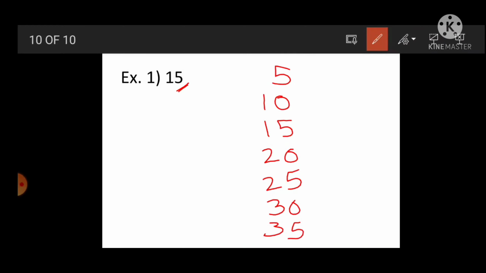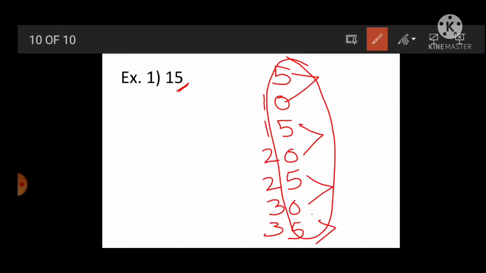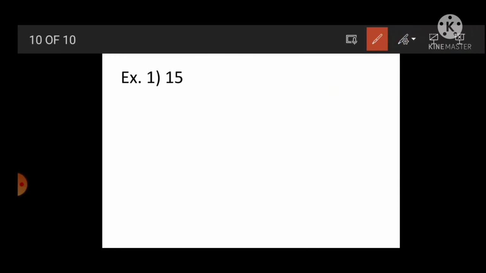First example is 15. A two digit number, and we can easily tell 5 threes are 15. Also see what the ones place is, 5. So this number is divisible by 5. And when we see the table of 5: 5 ones are 5, 5 twos are 10, 5 threes are 15, 5 fours are 20, 5 fives are 25, 5 sixes are 30, 5 sevens are 35, and so on. See, the digits repeat, 5 0, again 5 0, 5 0, like this. So the test is that if the ones place is 0 or 5, then the given number is divisible by 5.